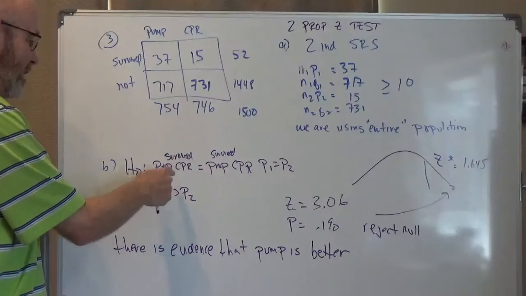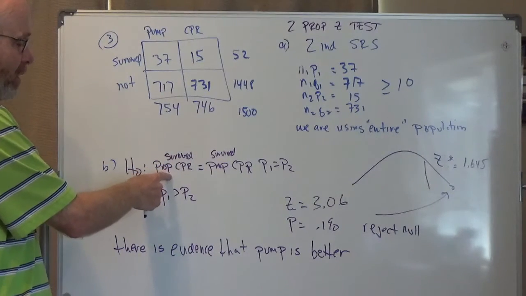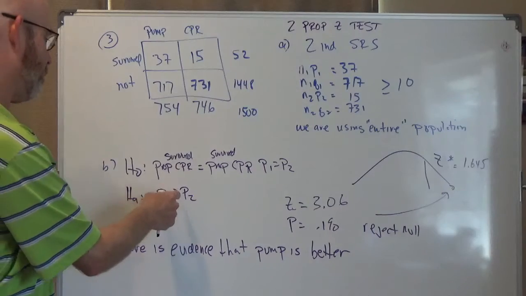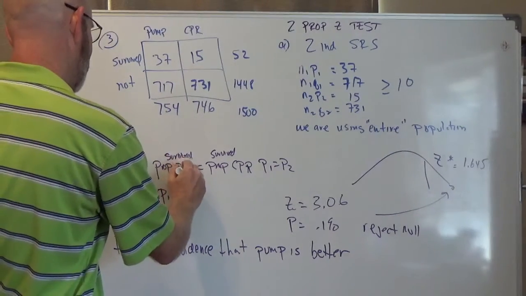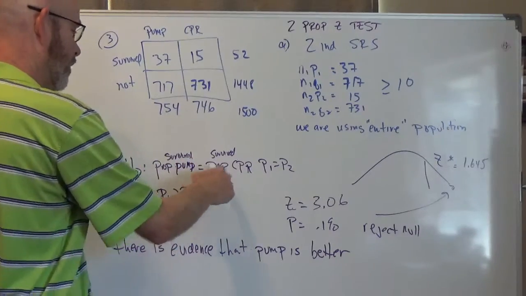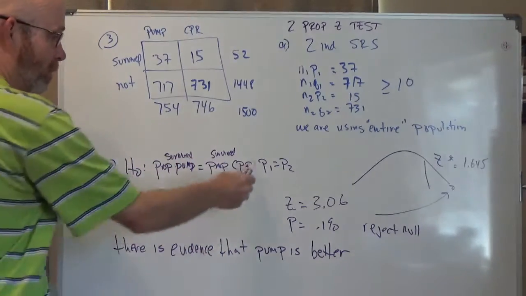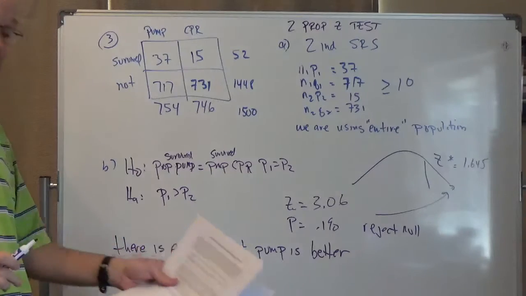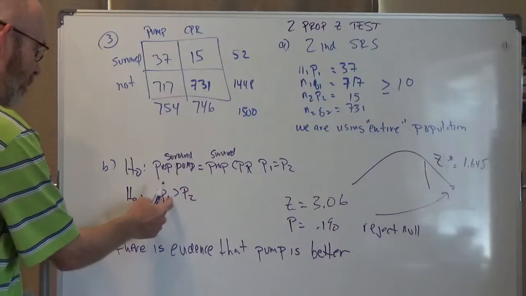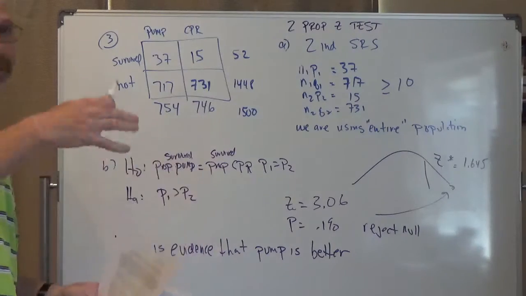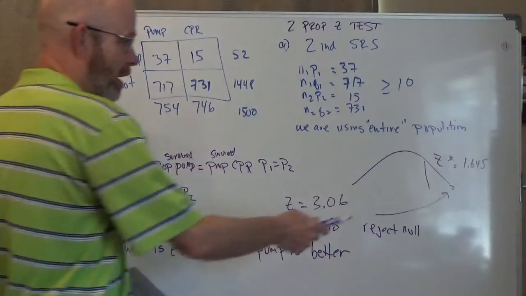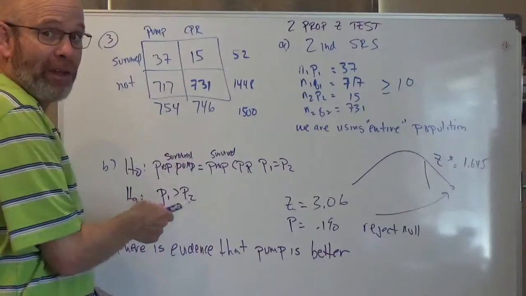So your hypothesis is the proportion surviving with the pump. Sorry, this is the pump. Proportion surviving with a pump is equal to the proportion surviving using CPR. P1 equals P2. We're trying to show if the pump's better. So P1 is greater than P2. The survival rate. So be careful if you're using deaths versus survival. It's a right tail test because of the greater than sign.